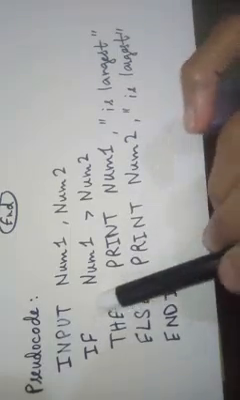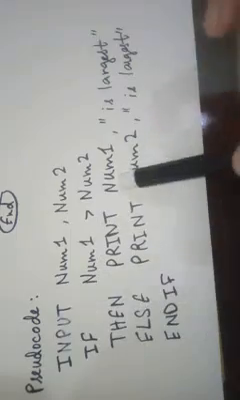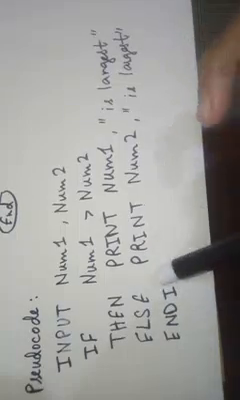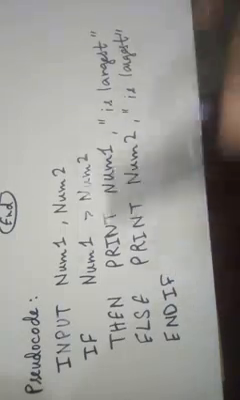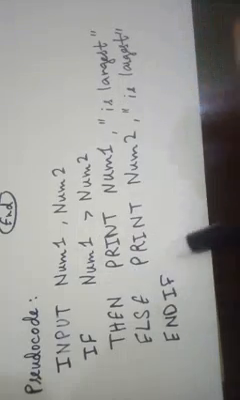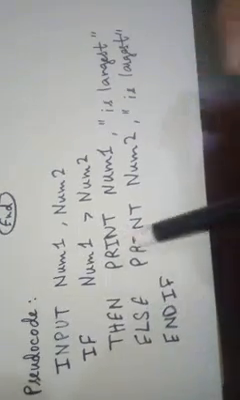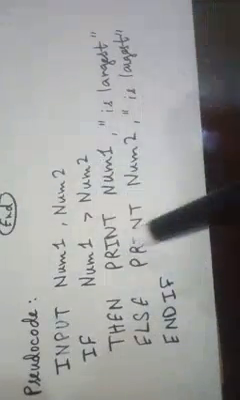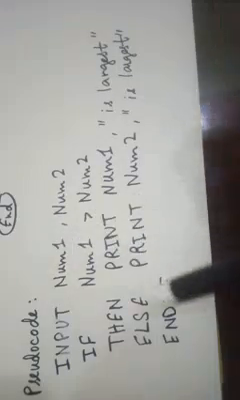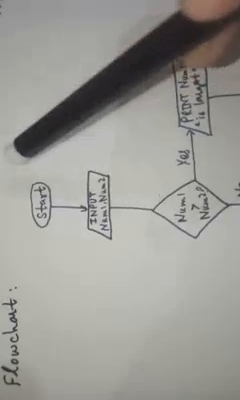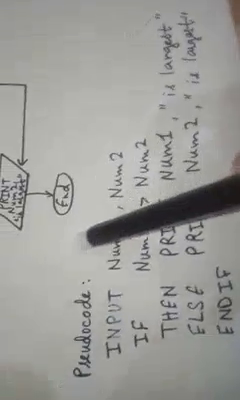Means if that condition is true, it will print the then statement, and if the condition is false, it will print the else statement. Else print num2 is largest, and then we will write end if, right? That is the statement for ending the if statement. That is how we will write that problem with the help of pseudocode, and we have seen how we solve the problem with the help of a flow chart, and how we solve it with the help of pseudocode.